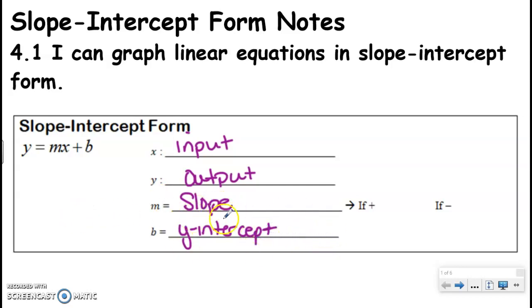I'm going to go back and talk about slope. If slope is positive, make sure your line increases or rises. If it's negative, make sure it falls or decreases.